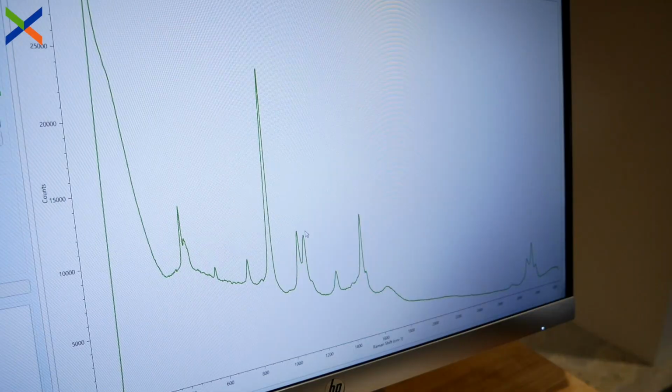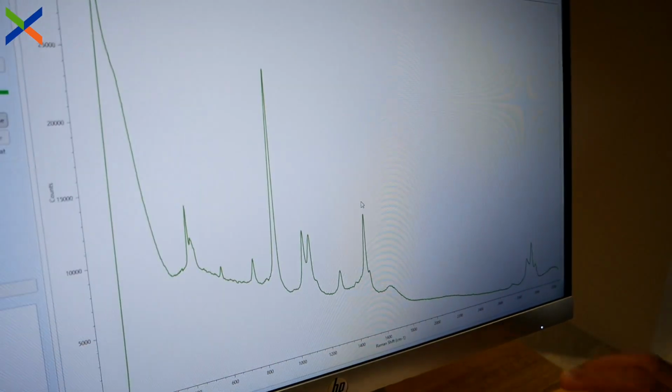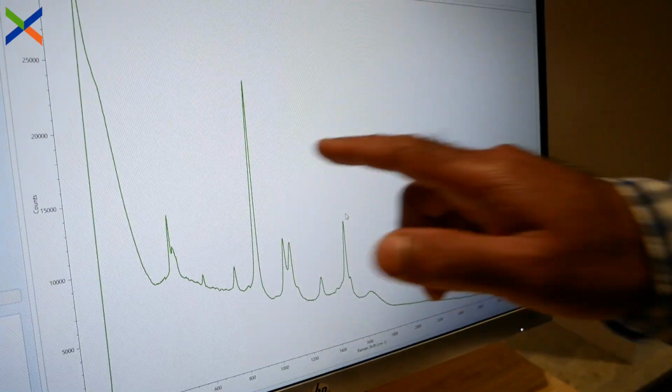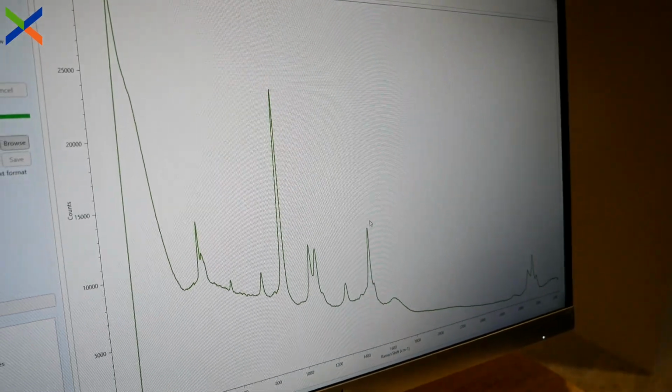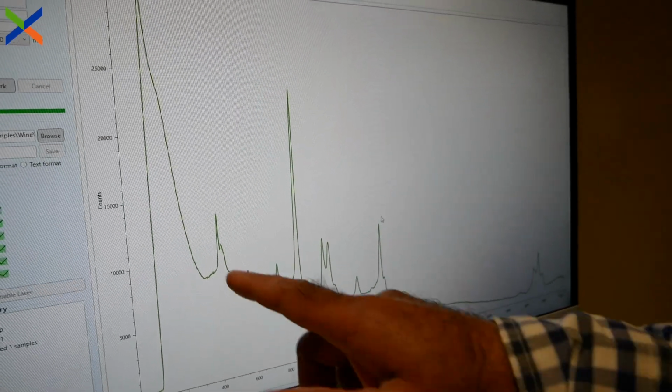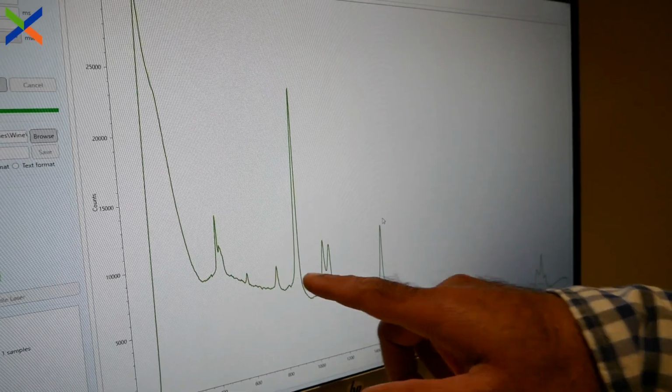Here it is. These peaks that you're seeing belong to the ethanol in the Chardonnay. The higher the alcohol peaks, the more it's fermented, so you'll actually find lower sugar peaks. That's these small little peaks in the baseline.